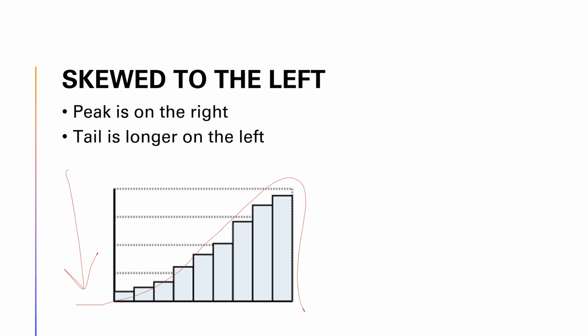Let me be a little bit more careful there. I sort of also circled the peak. All right, so the tail is longer on the left. So skewed to the left means the peak is on the right. This distribution is also unimodal. It's got this one peak over here on the right-hand side.